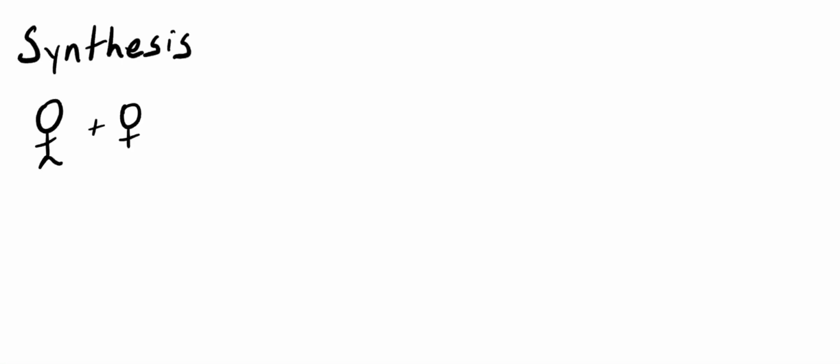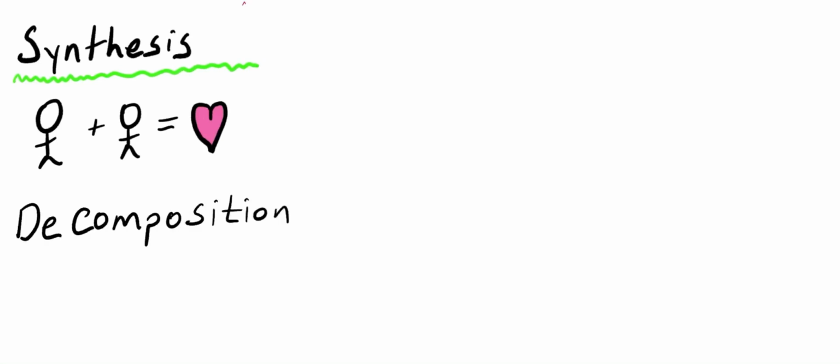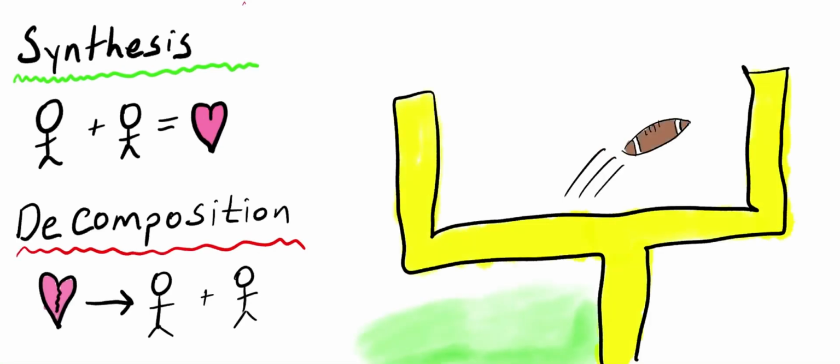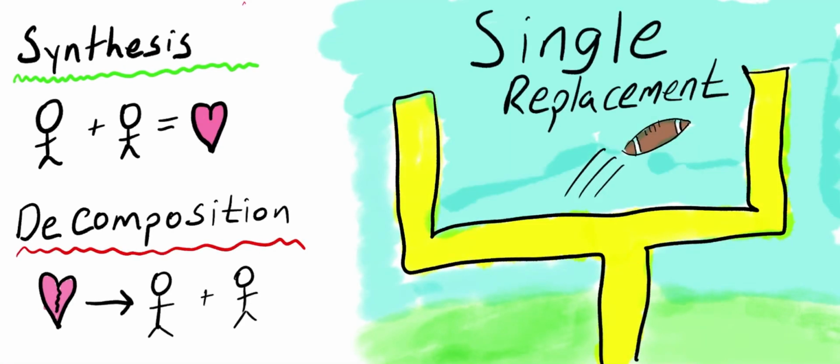So just to review what we've already covered. Synthesis reactions occur when two pure elements come together to form a single compound. We use the illustration of dating to show this. On the other hand, decomposition reactions occur when single compounds are broken down into their components. We use the illustration of breaking up with each other to explain this reaction. Now we can kick this up to a new level with single replacement reactions.